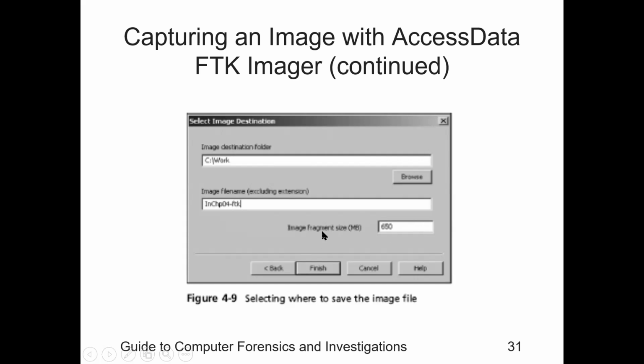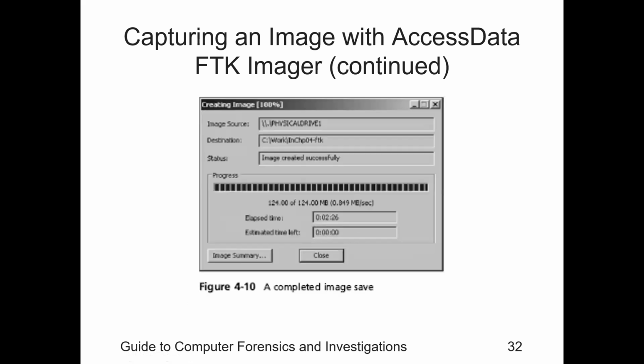Do you see image fragments? How do you want to break this image? This one allows us to go to 650 MBs per segment. If you don't want small segments, leaving them as one, you delete that 650 and just type 0, click finish, and it will be able to proceed.